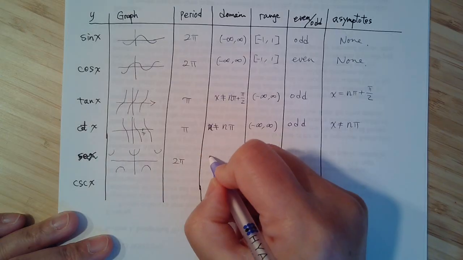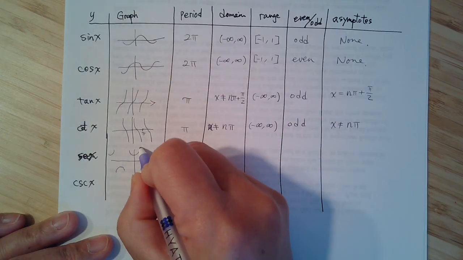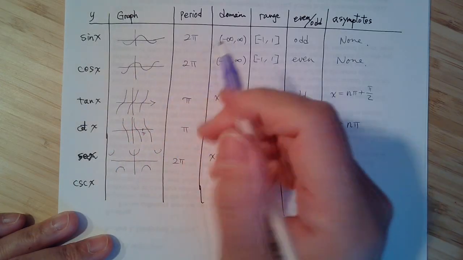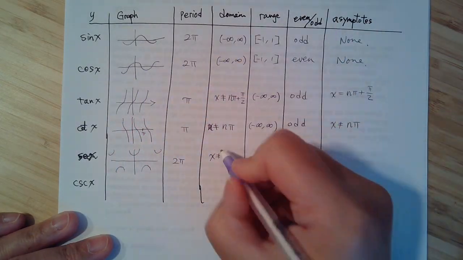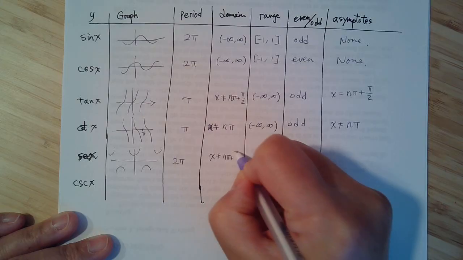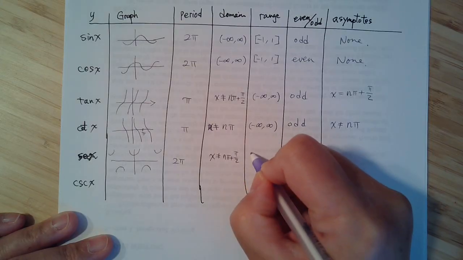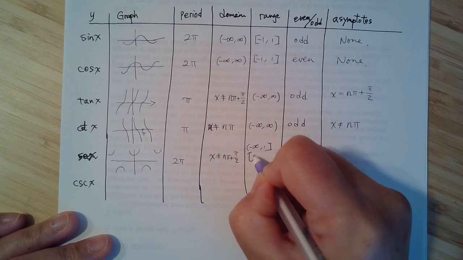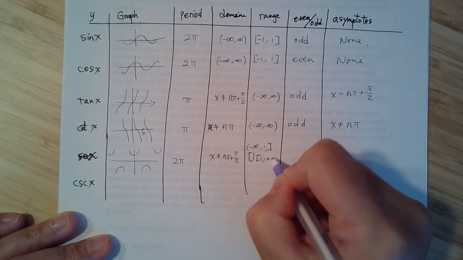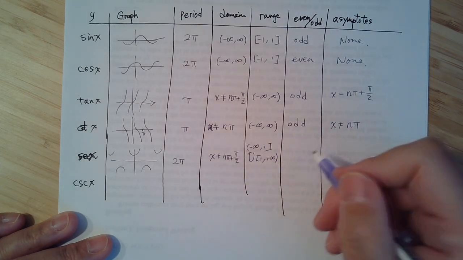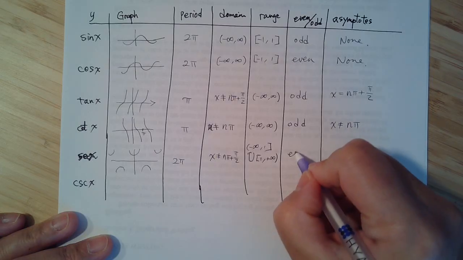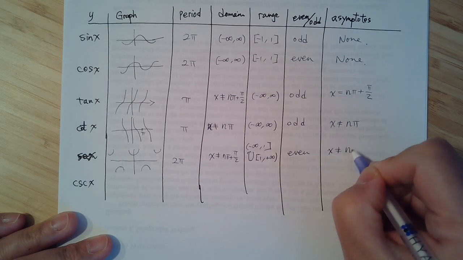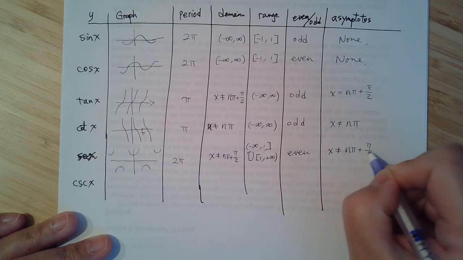The domain is x cannot be where the cosine x is 0, so that's n pi plus pi over 2. And the range is from negative infinity to negative 1, union from 1 to positive infinity. So that's the range. And is it even or odd? This is even. And the asymptotes, x cannot be n pi plus pi over 2.